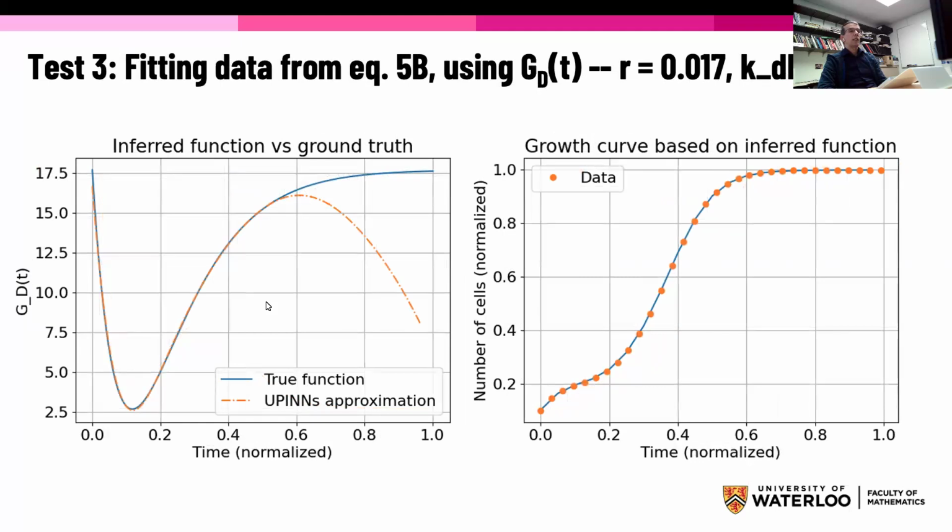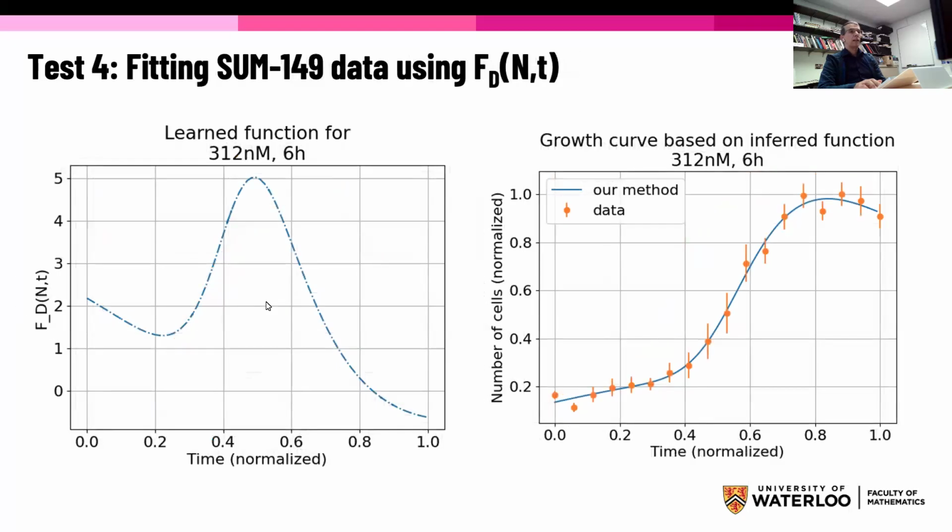We then fit synthetic data from equation 5b using GD and assume logistic growth. And again, the results are reasonable, except GD is not identifiable for large T. This is because the function shown is very flat up until T equal to 0.4, but the derivative increases after that point. And finally, this is the result for the actual in vitro data.